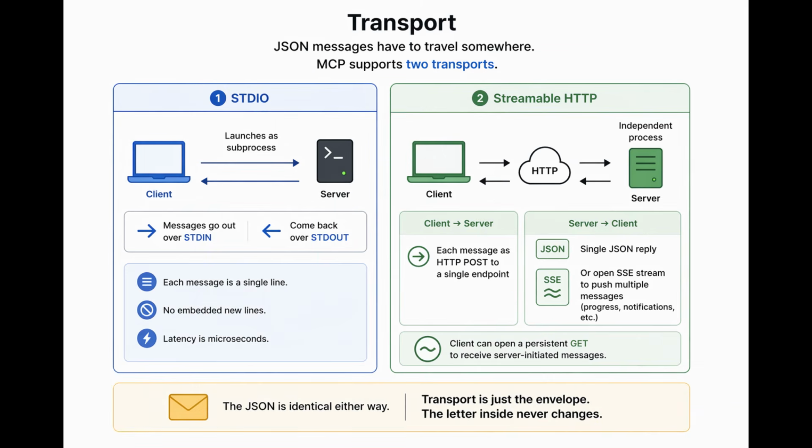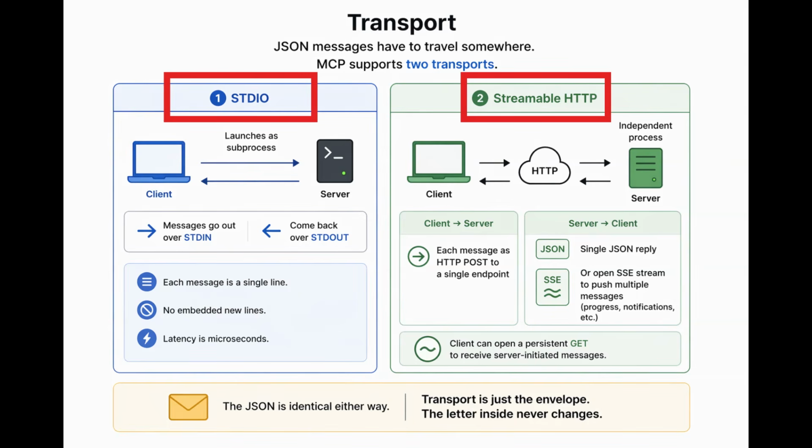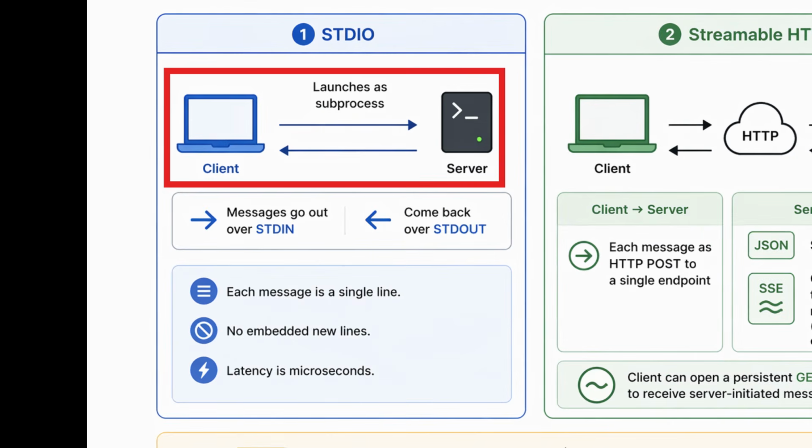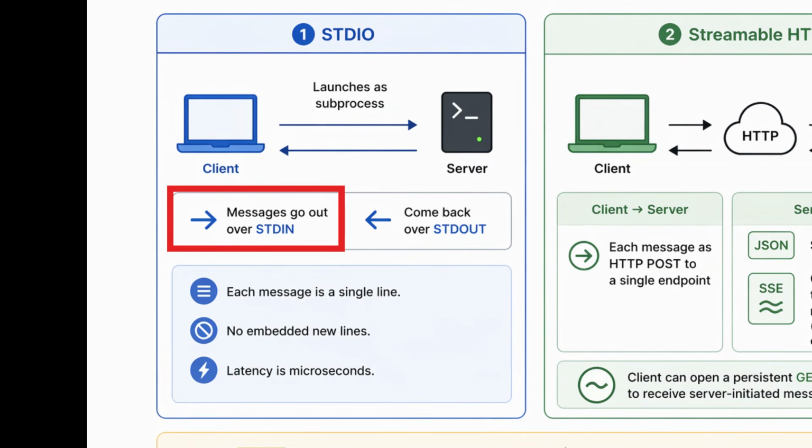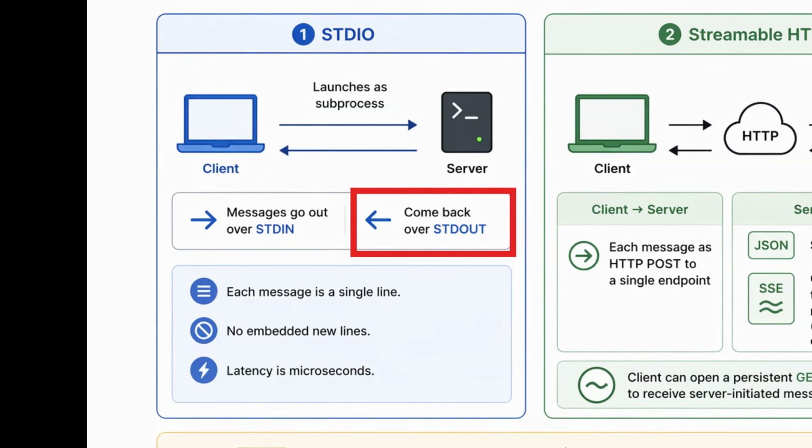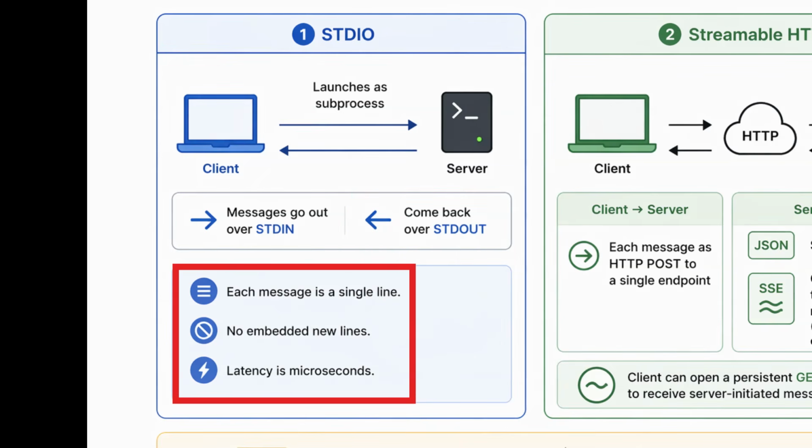Now, transport. The JSON messages have to travel somewhere. MCP supports 2 transports. stdio. The client launches the server as a subprocess. Messages go out over stdin, come back over stdout. Each message is a single line. No embedded newlines. Latency is microseconds.